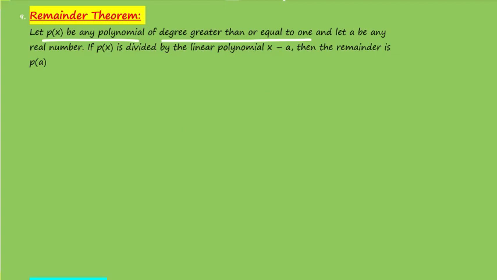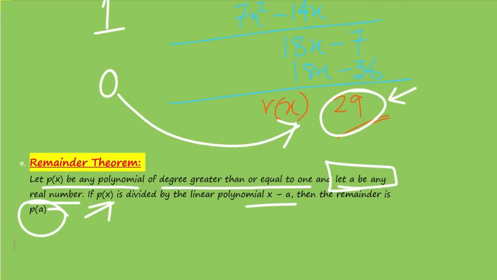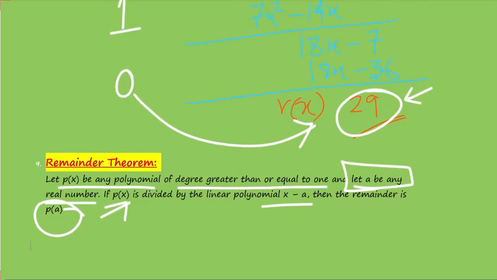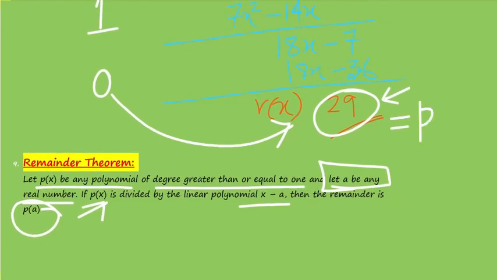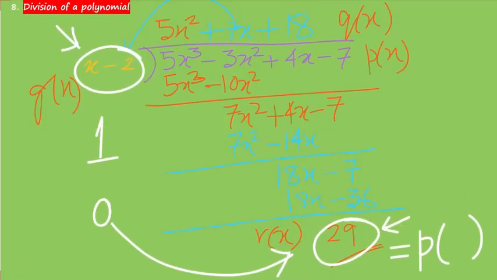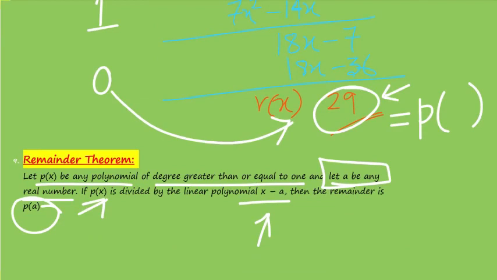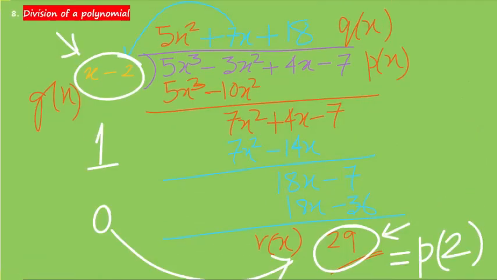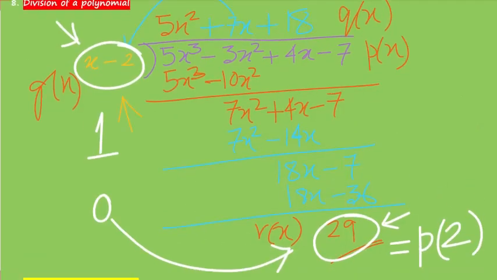Next, this a that we are going to take should be a real number, okay? And if we divide this P(x) now by a linear polynomial x minus a, then what will be the remainder? P of a. That would mean that in this previous problem we got the remainder to be 29. So 29 should be equal to P of a. And what is a? We divided with x minus a here. And what are we dividing here? x minus 2. So that means it should be P of 2, right? Because when it is x minus a, the remainder is P of a. So when it is x minus 2, the remainder should be P of 2, right?